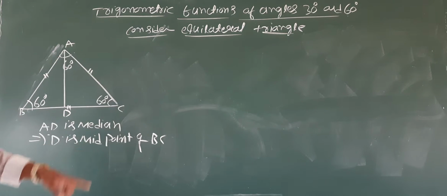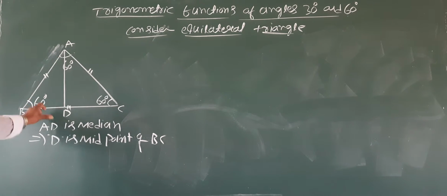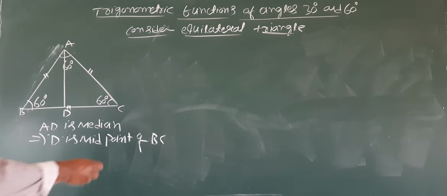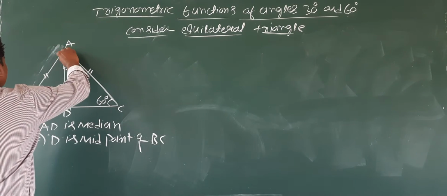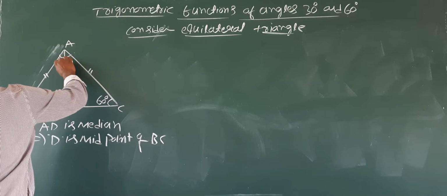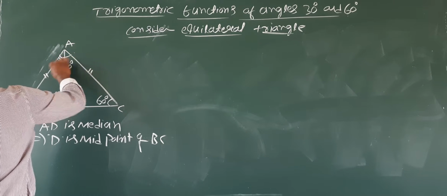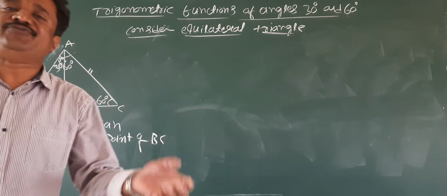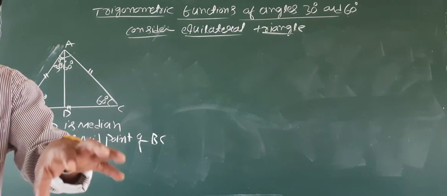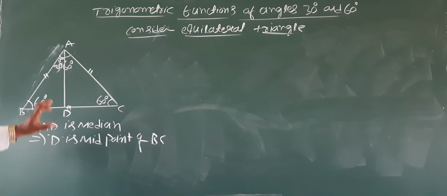Median AD divides this full angle into two equal parts. So what is the measure of this? 30 degree. So measure of that is 30 degree. That means half of 60 degree. How much is half of 60 degree? 30 degree. I hope you people are understanding.